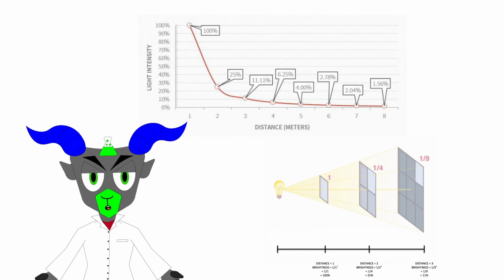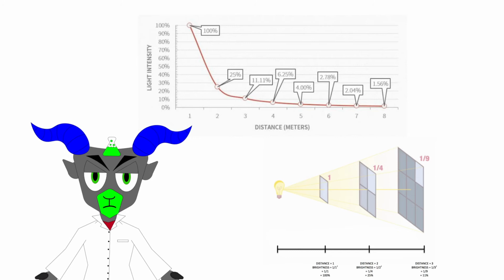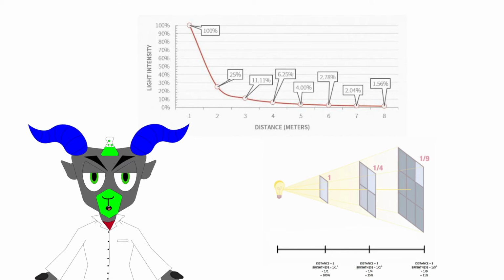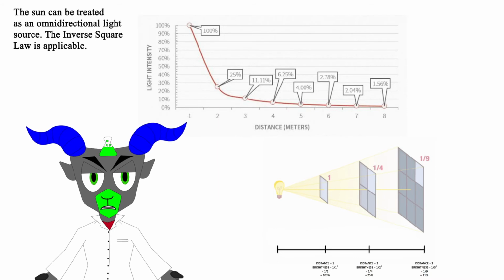First, you need to be measuring from an omnidirectional source. Focused light, such as lasers or using a parabolic reflector, doesn't work. So you can treat the sun as an omnidirectional light source. Second, this equation assumes there is no loss from absorption or scattering.